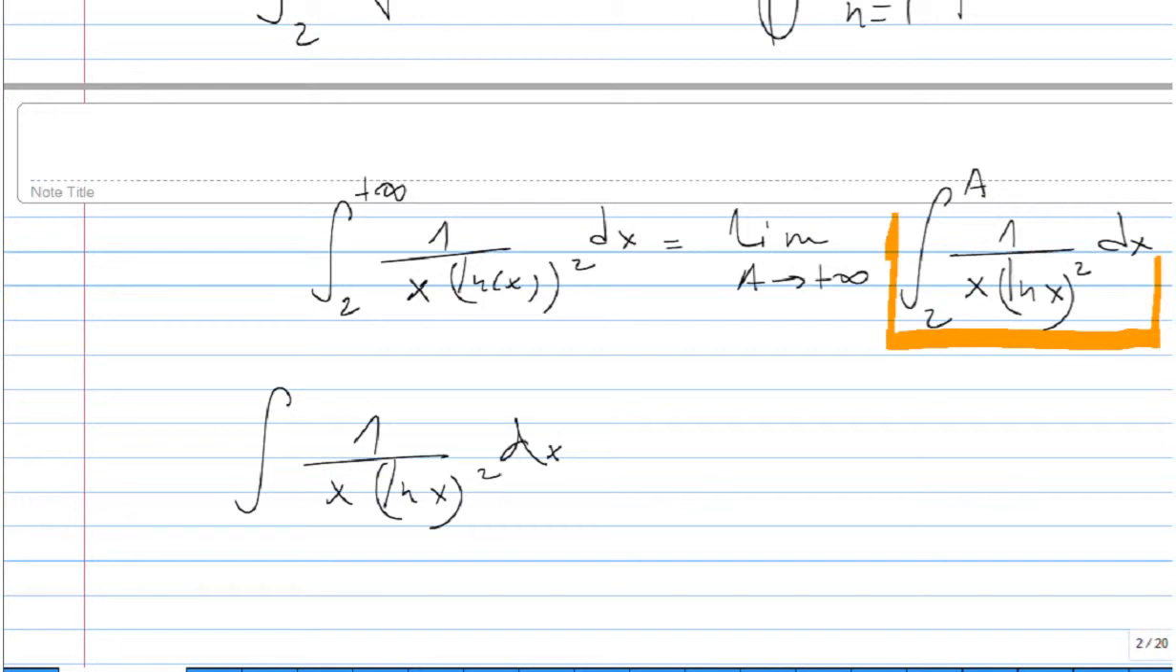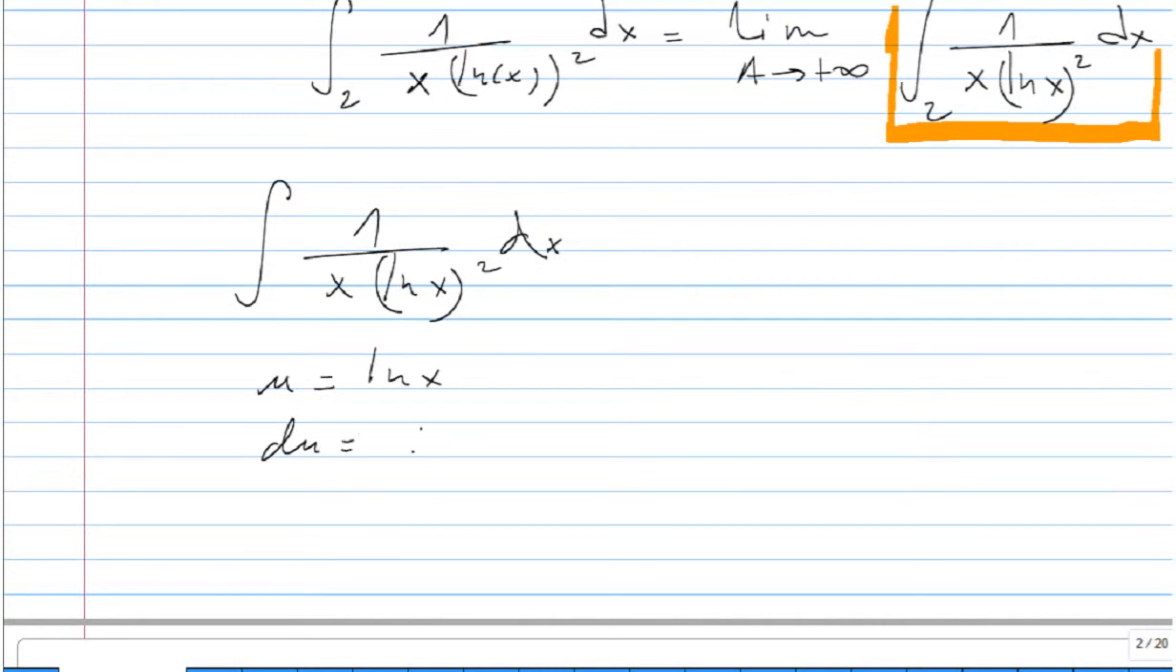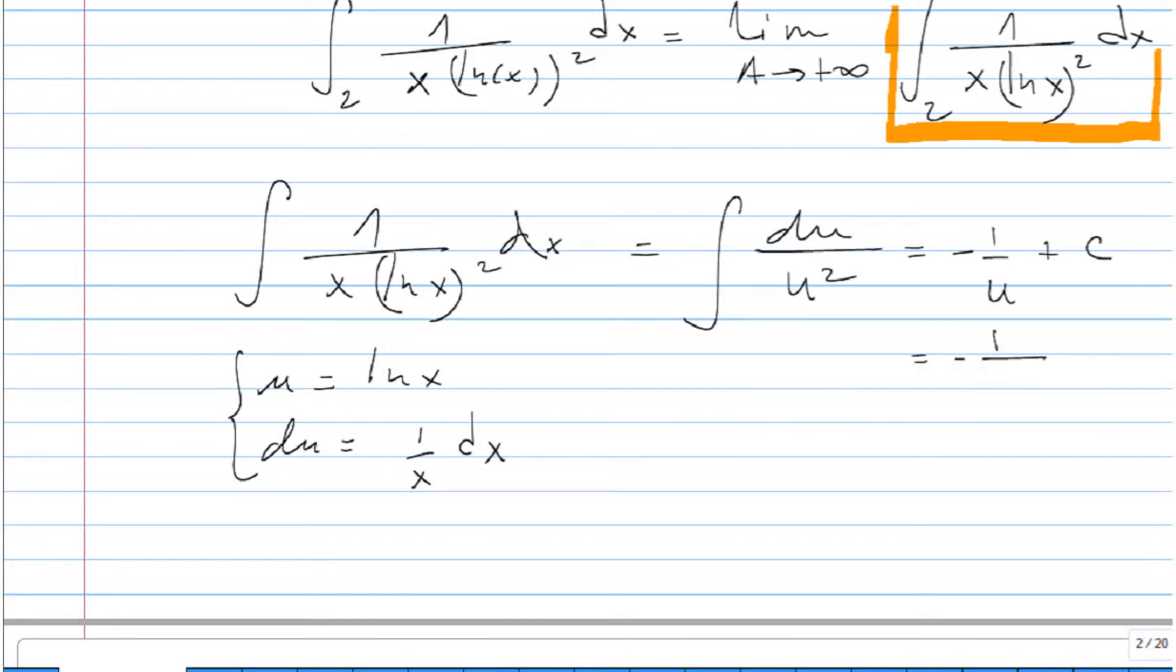And for that we're going to use the substitution u equals ln of x. So we know that du is going to be 1 over x dx. Therefore this integral is the integral of du over u squared. Now we use the fundamental formula: the integral of u to the power alpha is u to the power alpha plus 1 over alpha plus 1. So this will be minus 1 over ln of x plus c.